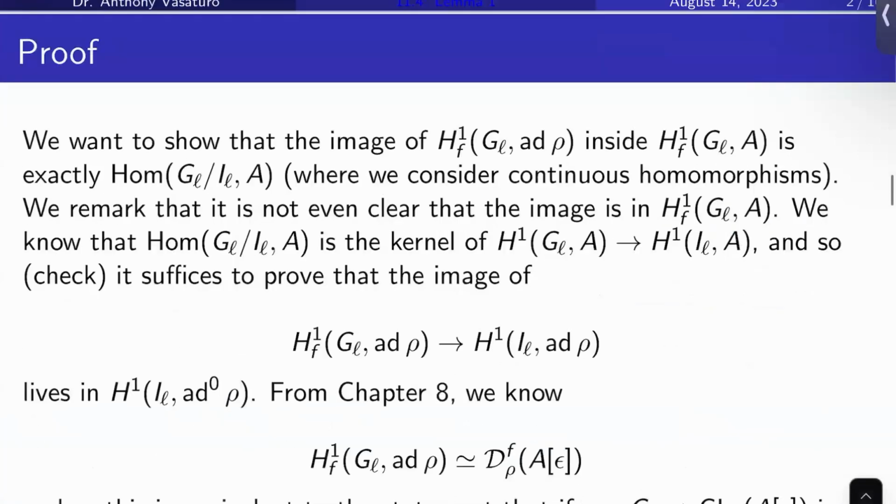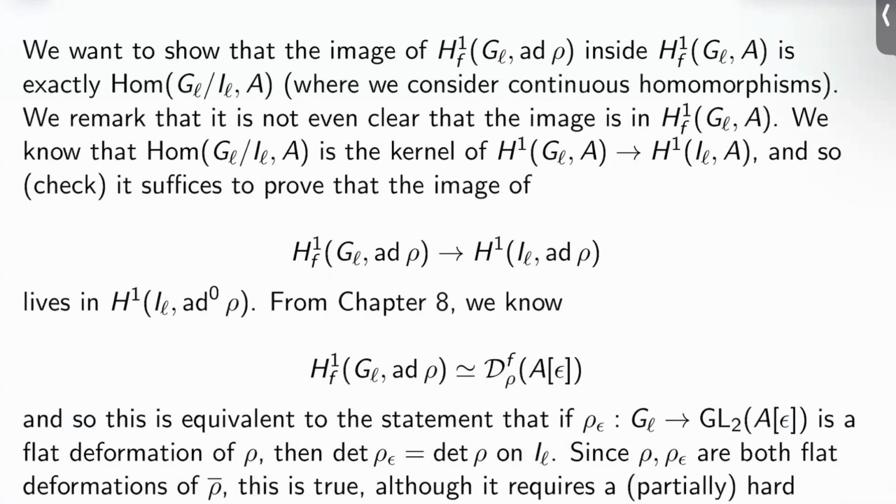Okay, let's get into the proof. So what we want to show is that the image of H^1_F(G_L, ad rho) inside of H^1_F(G_L, A) is exactly Hom(G_L mod I_L, A), where we're considering continuous homomorphisms here. Go back to the chapter 4 playlist on Galois cohomology to see why this is what we want to show. This is a little exercise. It's not even actually clear, by the way, that the image is in H^1_F(G_L, A), so we have to show that too. We do know that Hom(G_L mod I_L, A) is the kernel of H^1(G_L, A) to H^1(I_L, A).